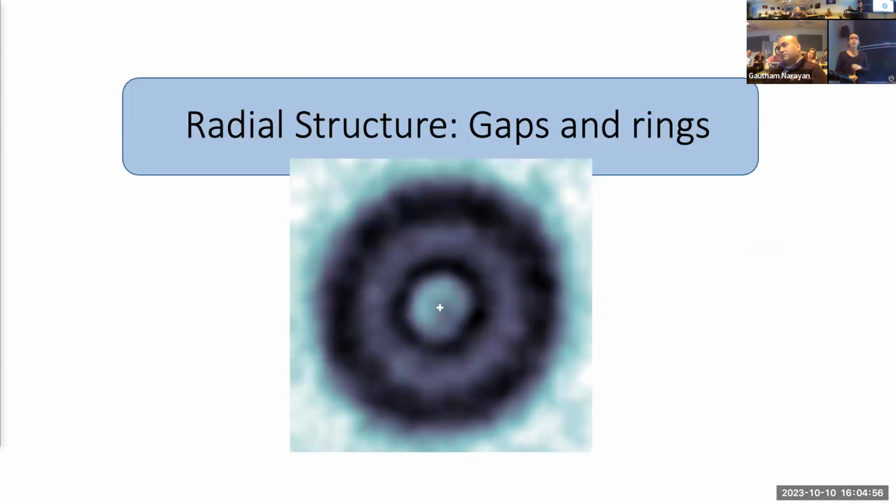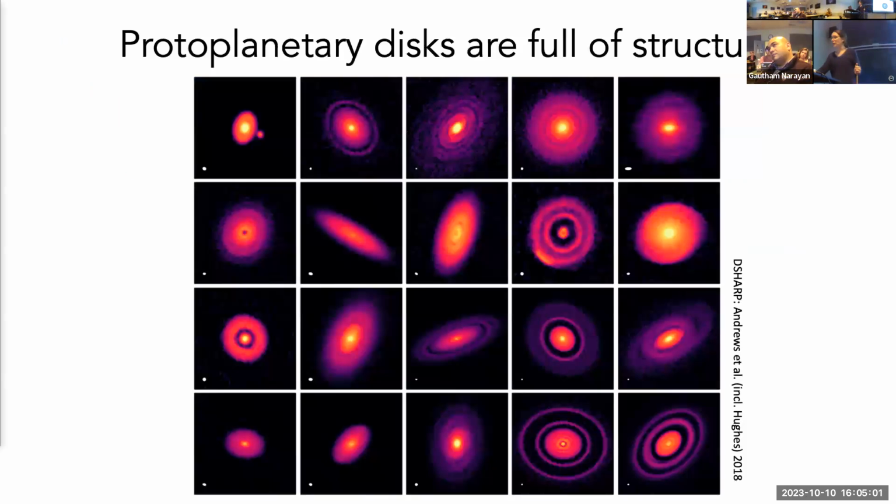So first, let's talk about radial structure, gaps and rings. How many of you have seen this picture before? Most, but not all. Okay. So protoplanetary disks, this is the DSHARP survey, which was a previous ALMA large program led by Sean Andrews. I was also involved with it. That came out in 2018.